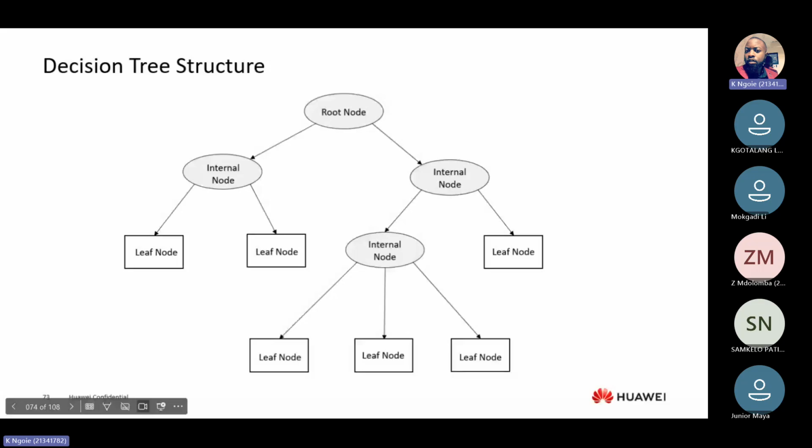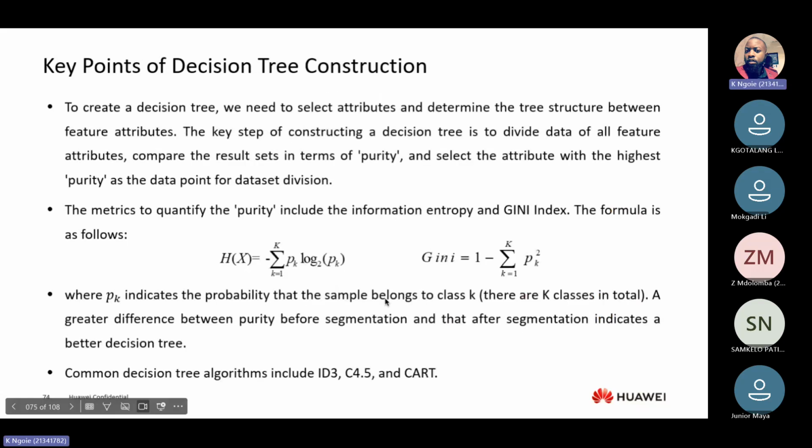Okay. All right, so this is how the structure is. We have the root node at the top. Remember that. And then the output nodes are called the leaf nodes. And then the internal nodes are just the internal questions, the internal steps that will determine the next step.